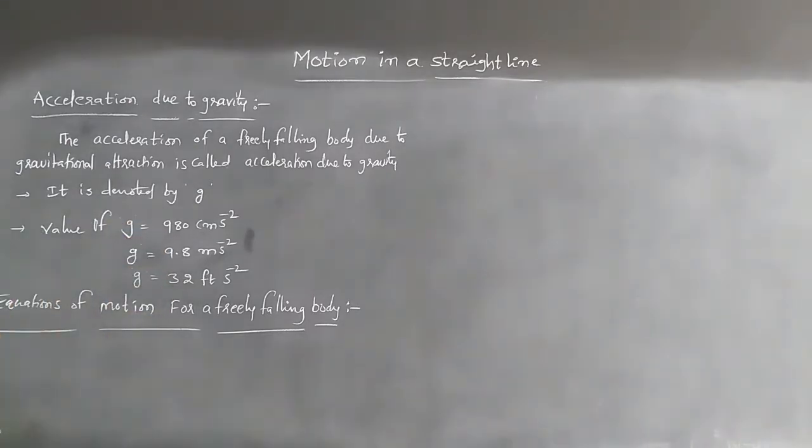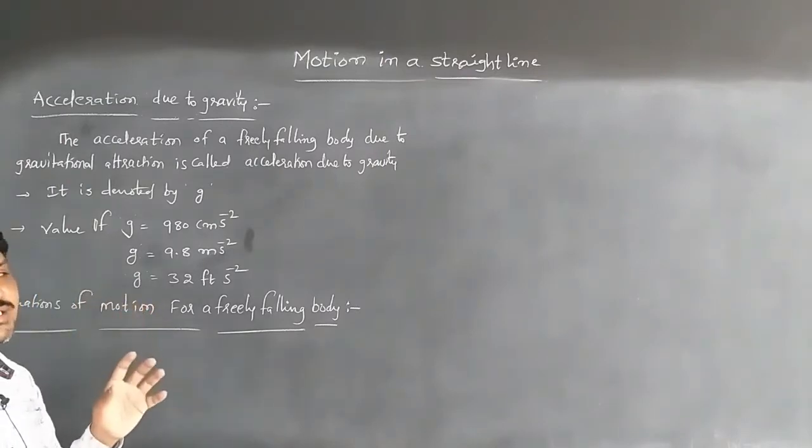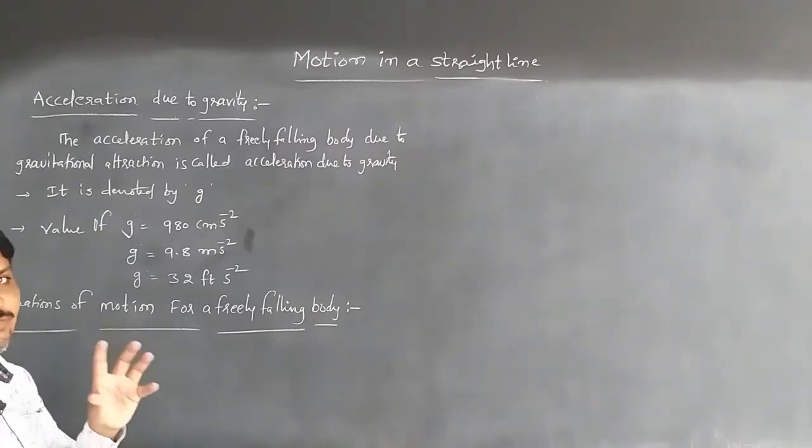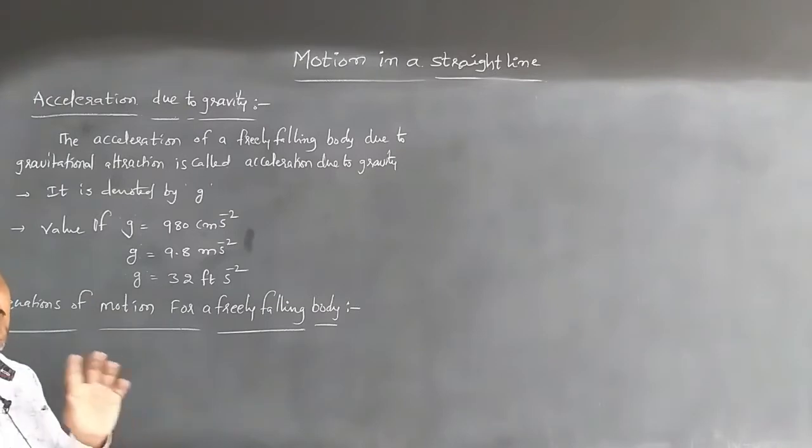Whenever the body is falling freely, it increases its velocity, means it possesses acceleration. Whenever the body is falling from a certain height, the acceleration of a freely falling body due to the gravitational attraction is called acceleration due to gravity.